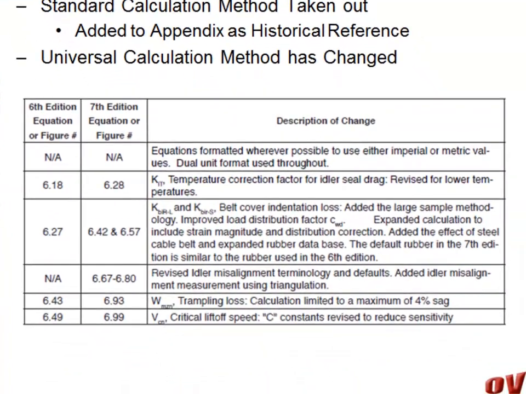There are 6 things noted in the book that have changed. First of all, the equations are now noted in imperial as well as metric units. We won't talk about that. The second one, the temperature correction factor for idler seal drag, is a relatively big change. We'll talk about that in a minute. The rubber cover indentation losses is another relatively big change. We'll talk about that in detail. And the way the idler misalignment terminology and defaults are included are a little different, so we'll talk about that as well. The sag trampling loss methods and the last two there we really won't be talking about in any detail. They're relatively minor.